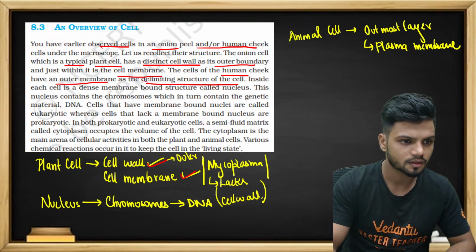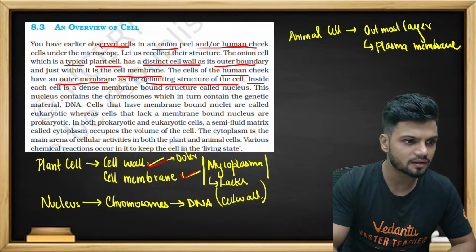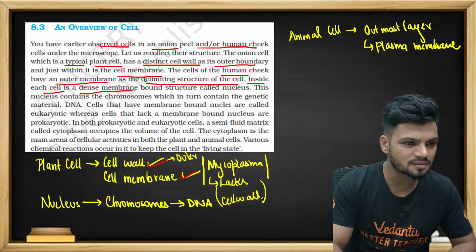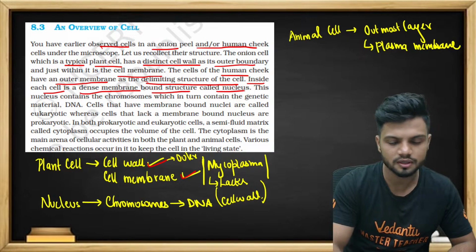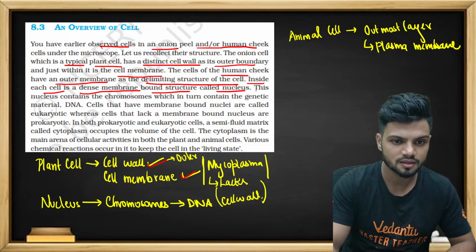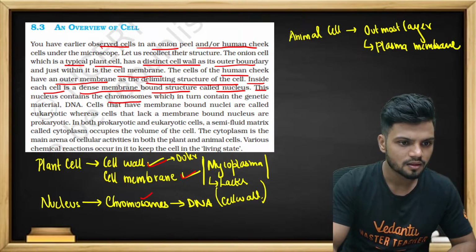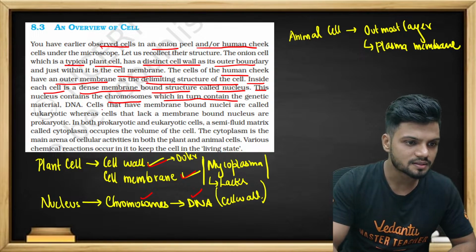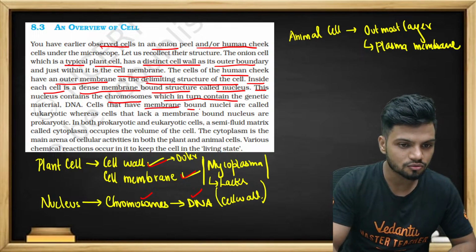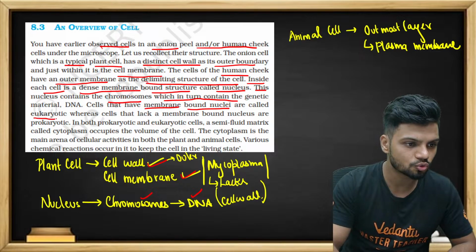Now, inside each cell is a dense membrane-bound structure called the nucleus. This nucleus contains chromosomes, which in turn contain the genetic material, that is the DNA. Cells that have membrane-bound nuclei are called eukaryotic cells.